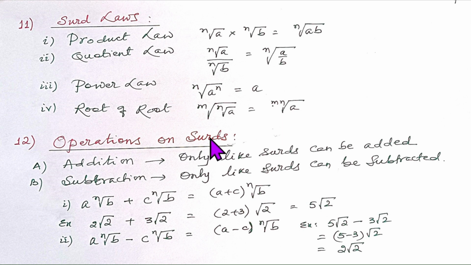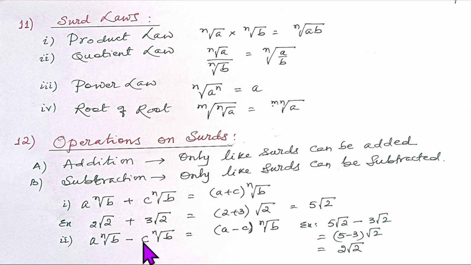Now operations on surds. Addition: only like surds can be added and only like surds can be subtracted. This is a very important property, you have to remember that. A nth root of b plus c nth root of b is equal to adding a plus c. Please understand here, it is a nth root of b plus c nth root of b. The radicands are the same, and the orders are the same, so it will be a plus c, the coefficients are added, nth root of b. For example, 2 root 2 plus 3 root 2 will be 2 plus 3 root 2, that is 5 root 2.